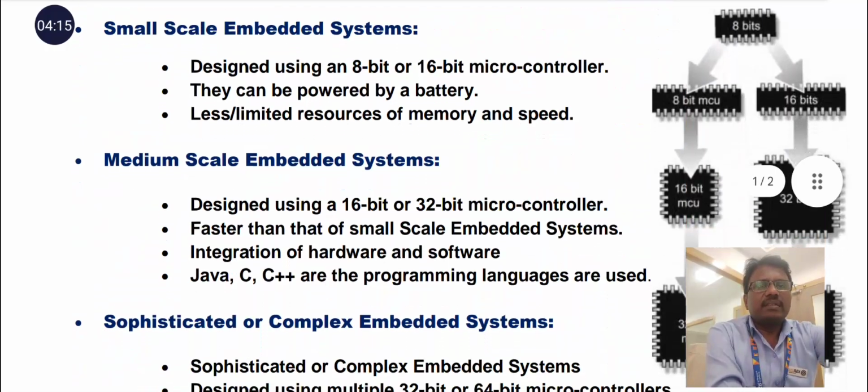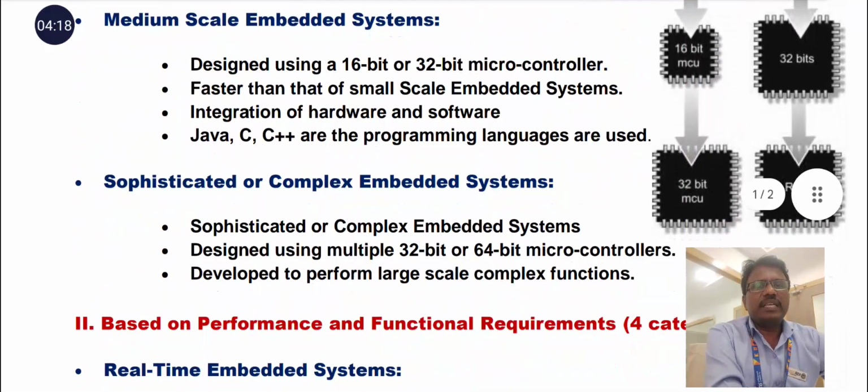So next category is sophisticated or complex embedded system. Think about modern cars, aircraft, medical equipment, robots, industrial automation. Can one small microcontroller handle all these tasks? Certainly not. These applications perform many operations simultaneously. Hence, they use multiple 32-bit microcontrollers, 64-bit processors, high performance RISC processors, sometimes multiple processors working together.